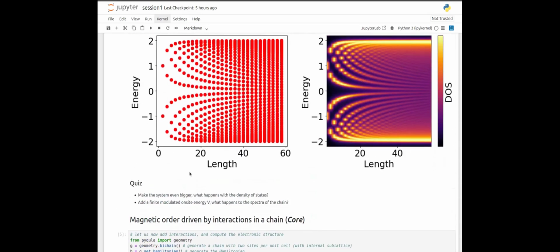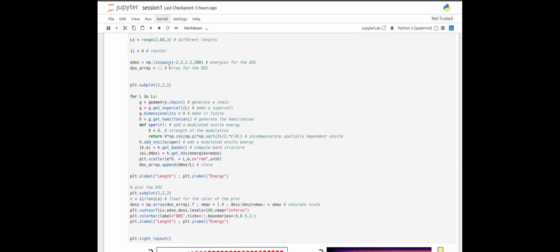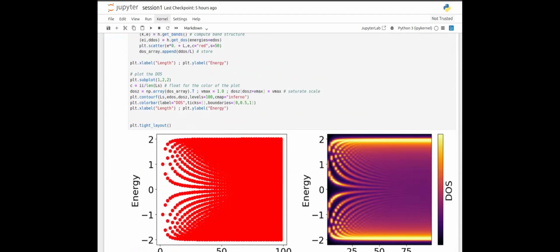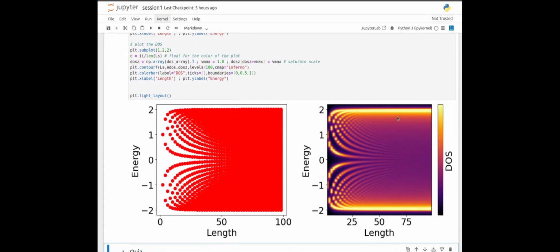So let us go to the question. Make the system even bigger. What happens with the density of states? Making the system bigger means that we just go to bigger lengths. And so what we can do is just increase the length here. From 60, we can go to 100, for example, and run it. And you see that when you go to 100, effectively you get a continuum of states. So instead of having just very specific branches in the density of states, you get a continuum.